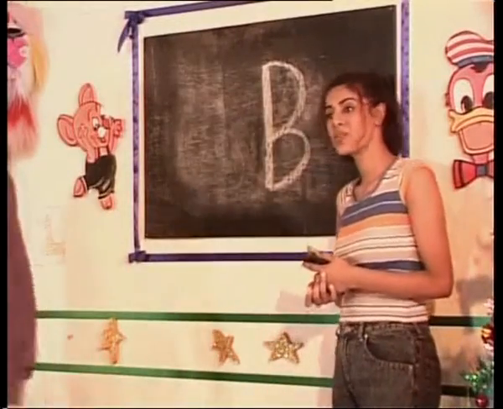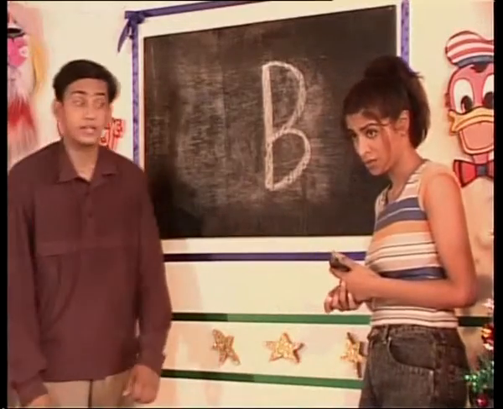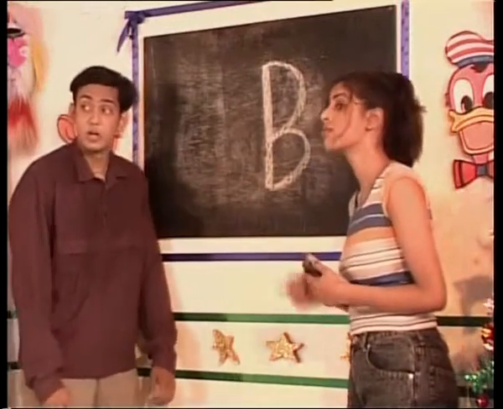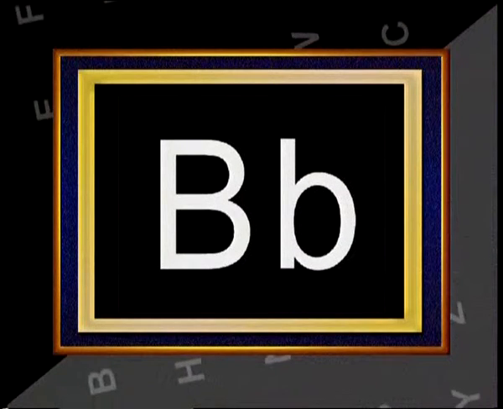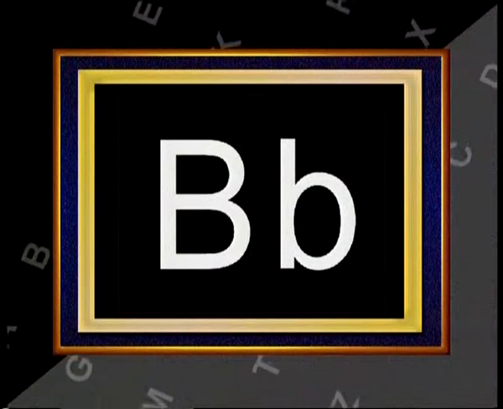Okay, children. Now I'm going to show you how to write small b. Look at this. One standing line and one half circle. Once again, one standing line and one half circle. So, isn't it easy? So here we have a capital B and a small b.